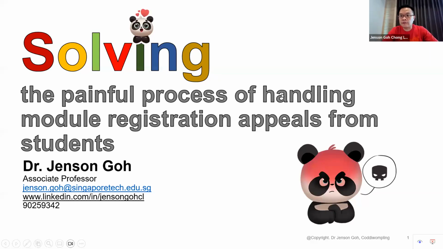Today we're going to share with you one classic example of how we can apply many of the productivity management techniques that we've learned in this particular course, with a case example of how I actually made use of it to solve a painful process of handling module registration appeals from students in my previous company.